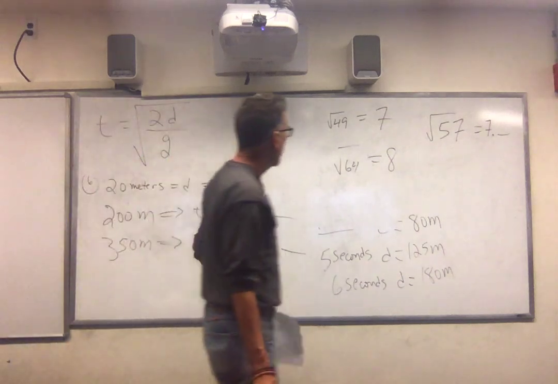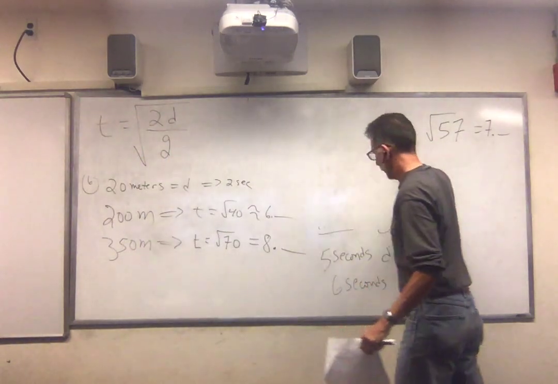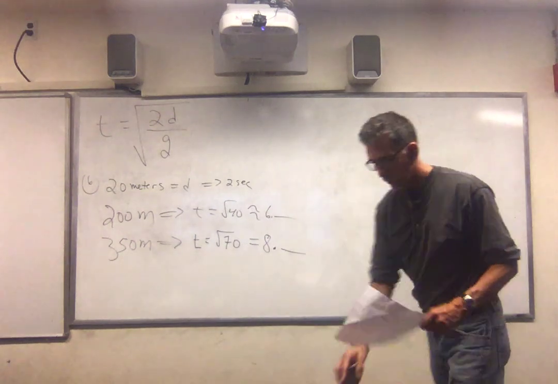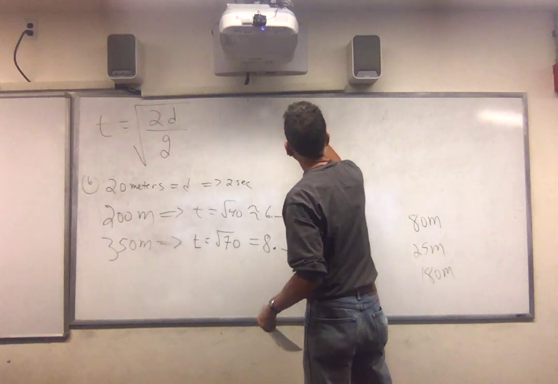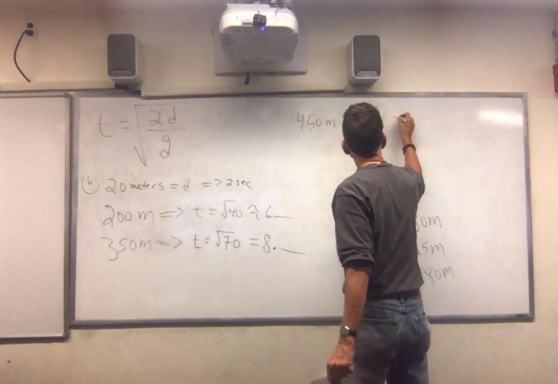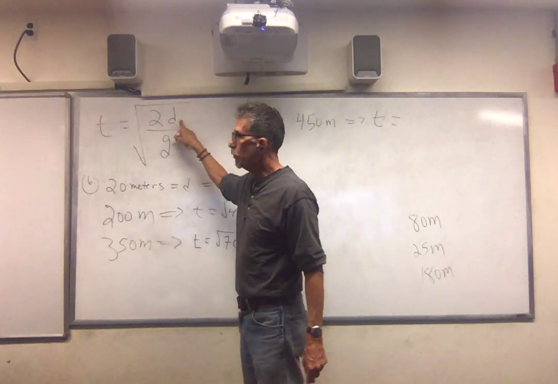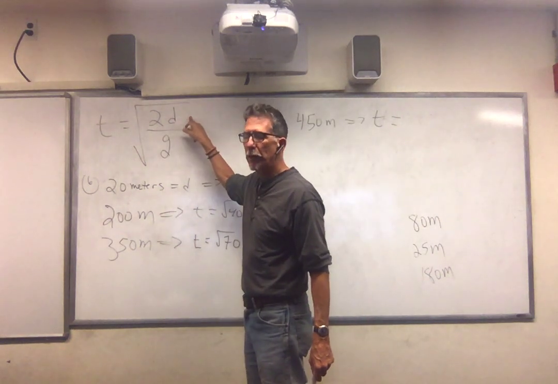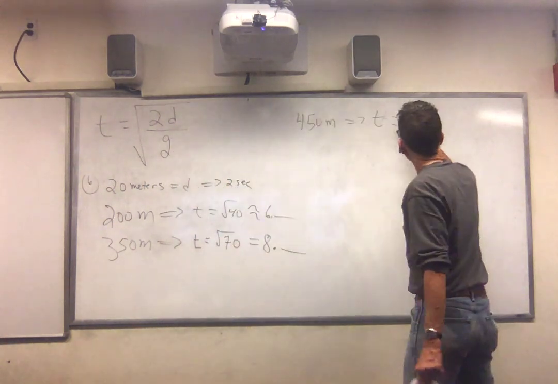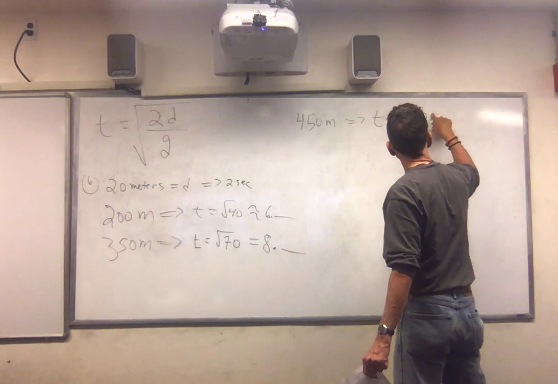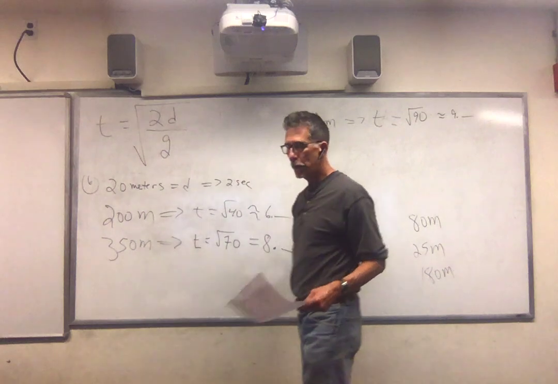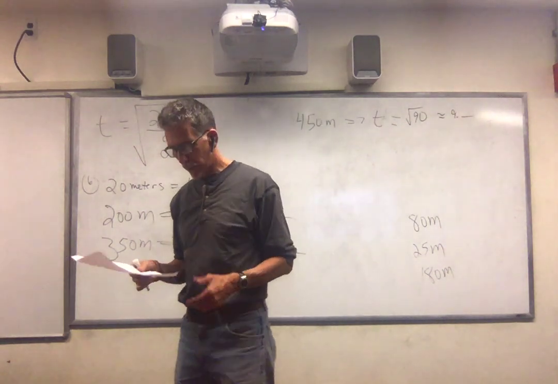I'll go up here. 450 meters. What's the time? D is 450 meters. 2 times 450 is 900. Divided by 10 is 90. So the time is the square root of 90. What is the square root of 90? I don't know, 9 point whatever. Right? 9 times 9 is 81. 10 times 10 is 100.